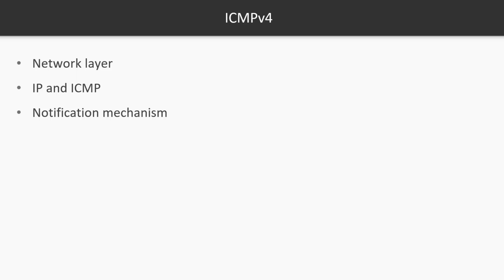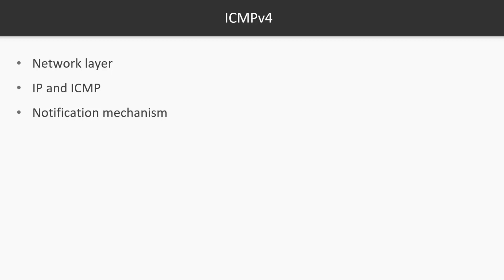ICMP version 4 resides at the network layer of the OSI model. It is an integral part of IP, meaning that the IP protocol needs ICMP to function. There is no data exchange, and it is only used for error reporting. Since IP does not have an inbuilt mechanism to send error and control messages, it needs ICMP to provide this control. So ICMP is used for reporting errors and doing some queries.